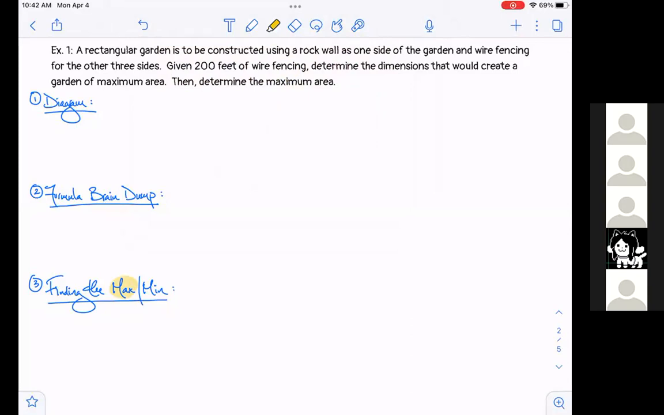It's not a trick question. It literally says find the maximum area, right? Find the maximum area, find the maximum area. So we're finding the maximum. What other words might someone use in the word problem instead of maximum that would still tell us to find the maximum? In other words, what are some synonyms they could have used there?